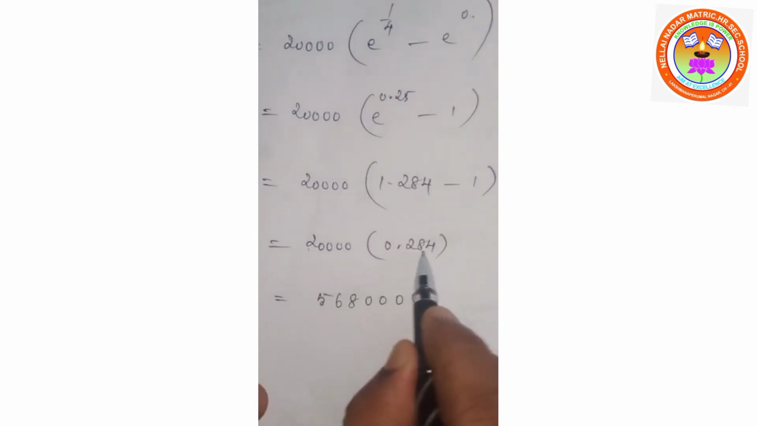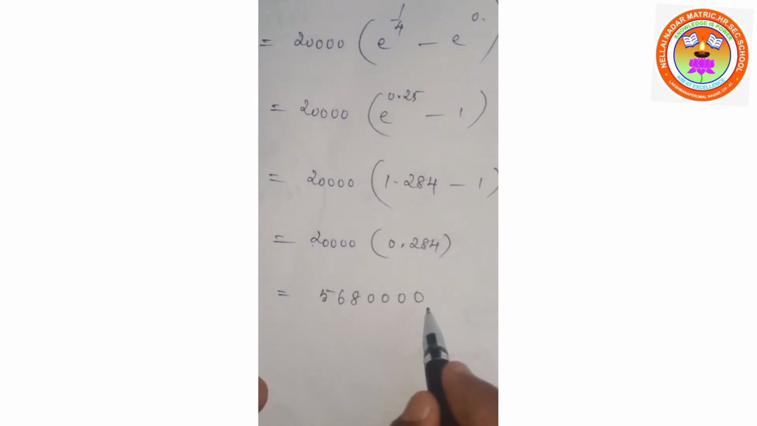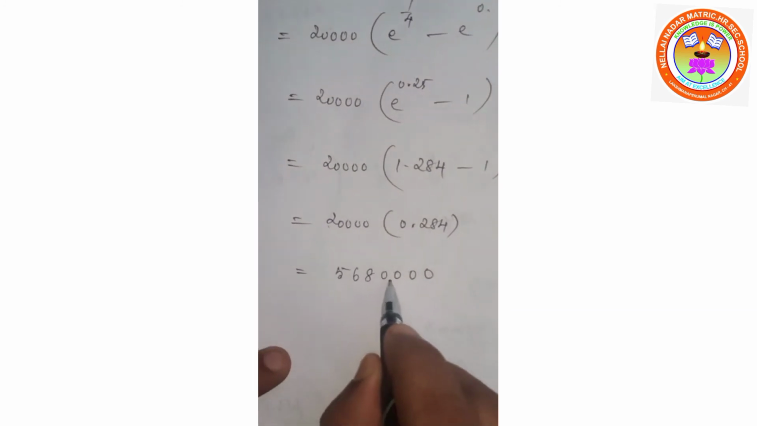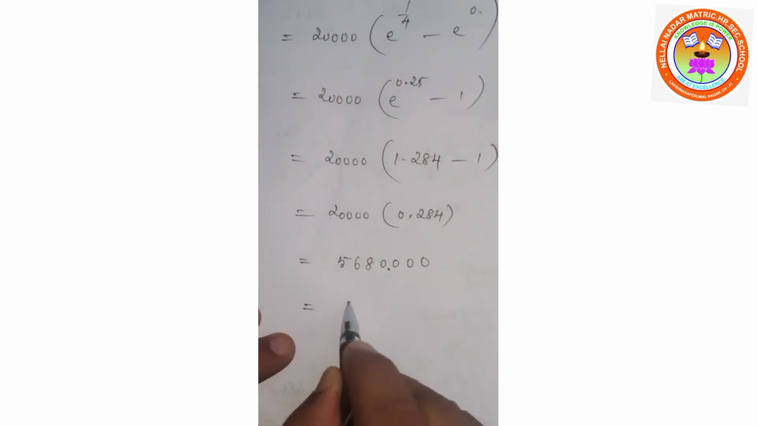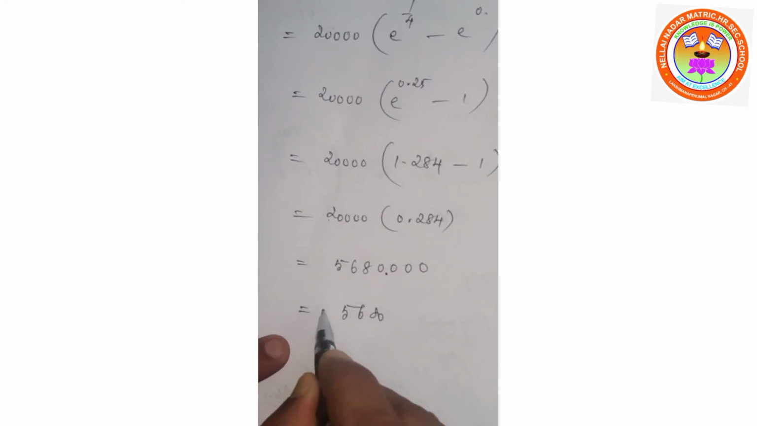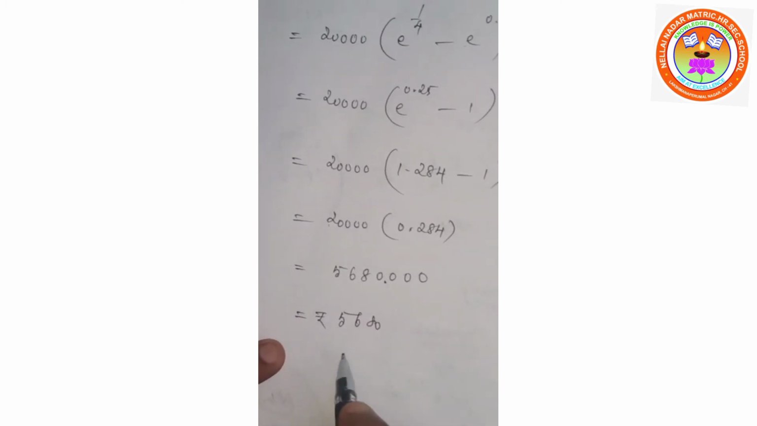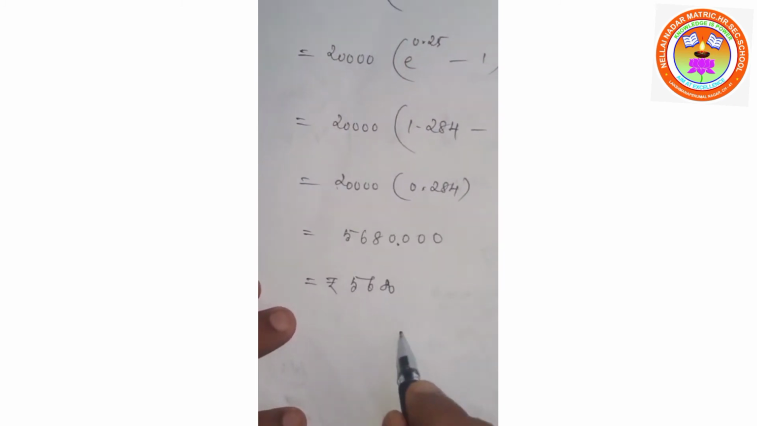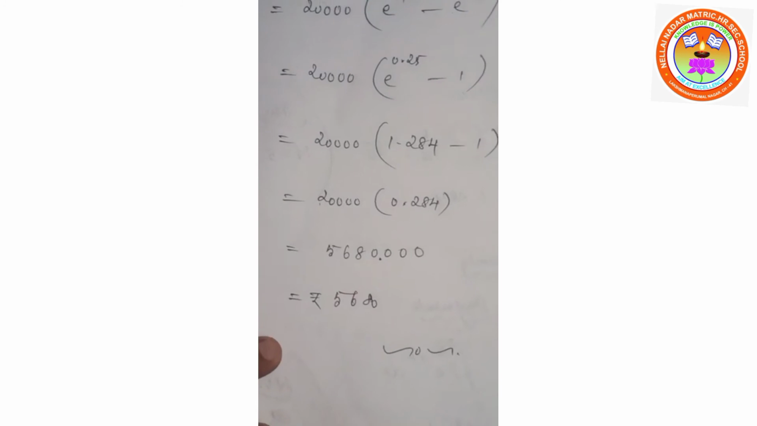After the decimal point, how many digits? We have 3 digits. So from the right hand side, after 3 digits, keep the decimal point. So what is the answer? 5,680 rupees. So problem number 5 is over.